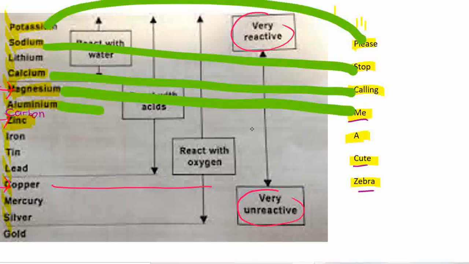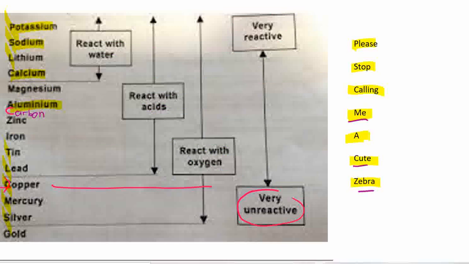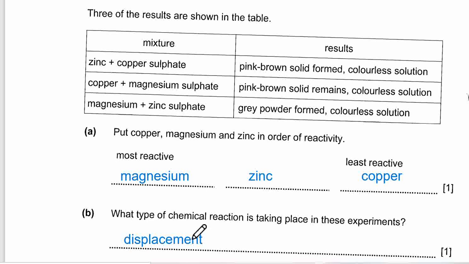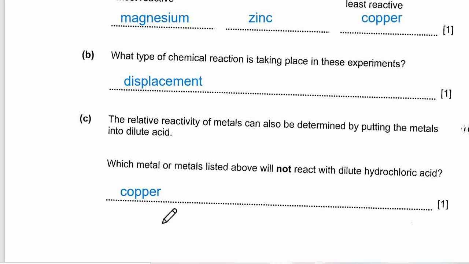And A is for aluminium. C is for carbon. And zinc is for zebra. Alright. So the typical reaction that takes place is displacement, and for the question, the metal that will not react with dilute hydrochloric acid will be the copper.